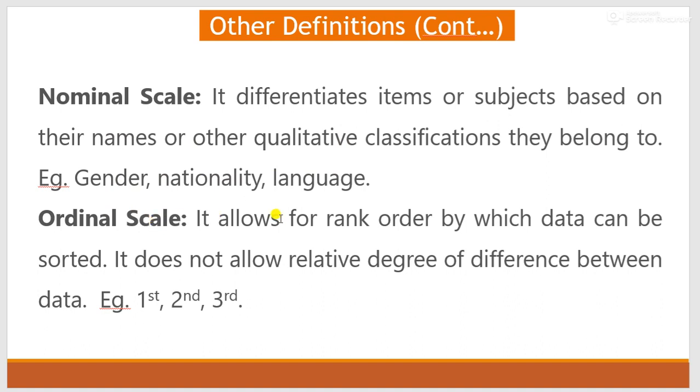Ordinal scale. The ordinal scale allows for rank order by which data can be sorted. It does not allow relative degree of difference between the data. So, with the ordinal scale, you can sort the data based on rank order, but it doesn't give any idea about the difference between the data. For example, first, second and third.